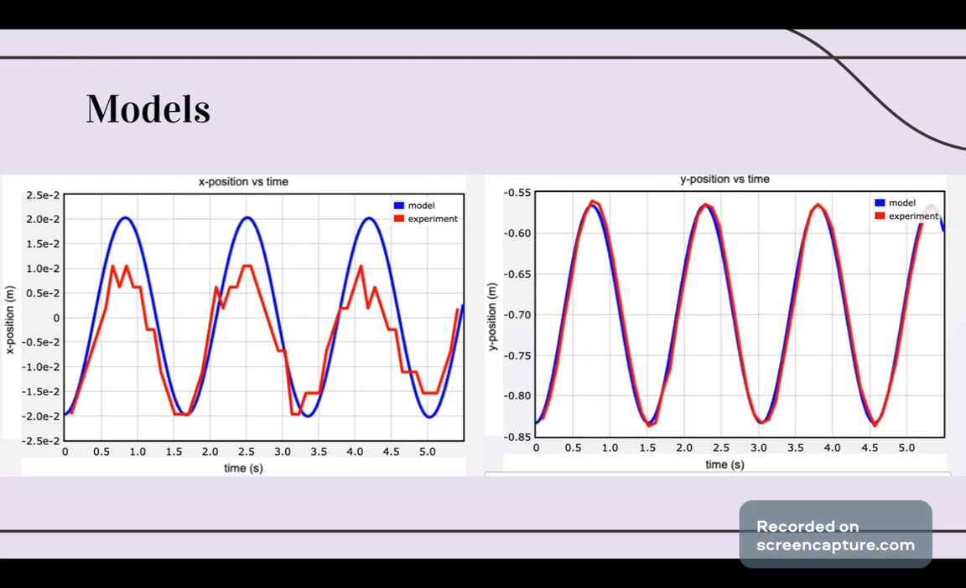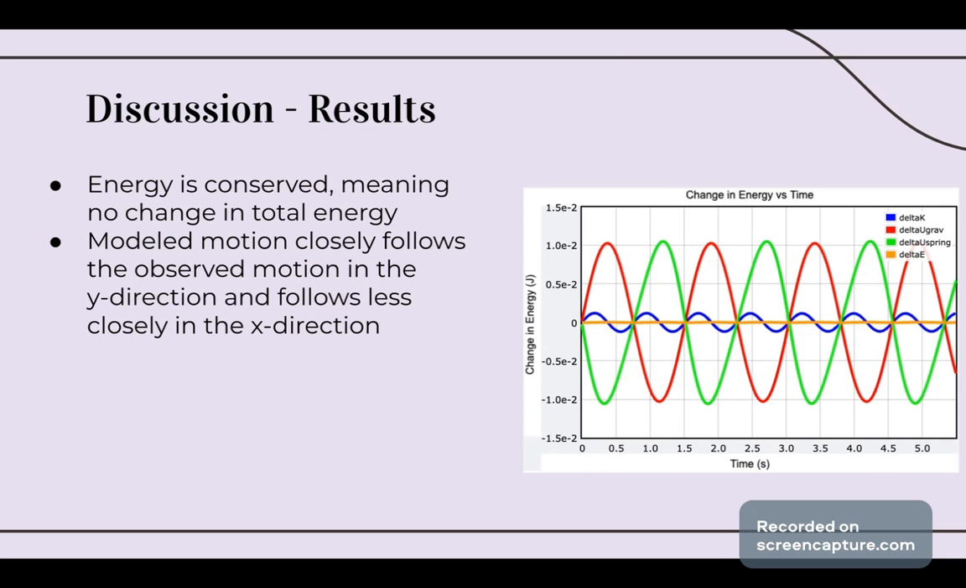Here we can see the model data in blue versus the experimental data in red. As previously stated, they follow each other for the most part, with the y direction data being much closer between the two. Based on the energy graph, energy is conserved within the system, meaning that the change in total energy is zero.